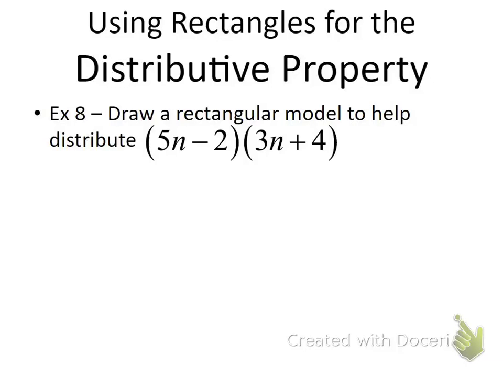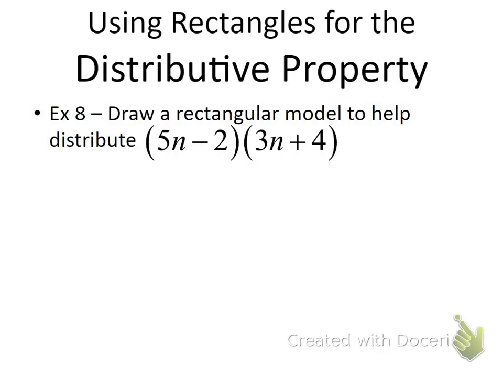We are going to start with example 8 from yesterday. So the notes were notes 8.1, using area models to distribute. So when I look at 5n minus 2 times 3n plus 4, I'm going to have to first draw a rectangular model to help distribute.